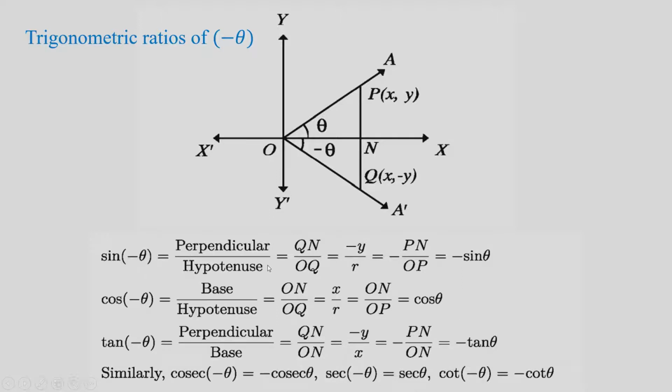Sine of minus theta is equal to minus sine theta. Tan of minus theta is equal to minus tan theta. Cot of minus theta is equal to minus cot theta. Cosec of minus theta is equal to minus cosec theta. Clear?